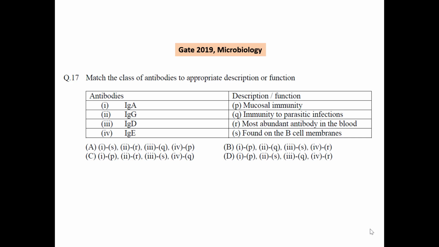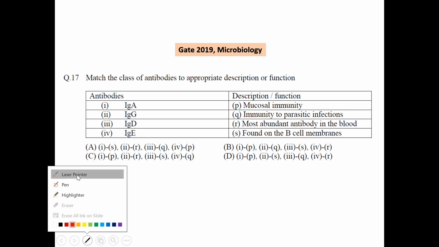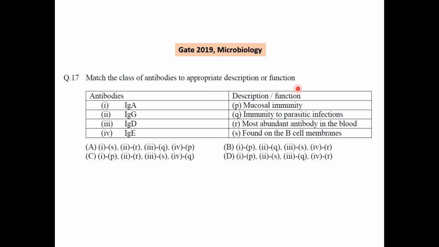From GATE 2019 Microbiology section. Here we have to match the different classes of antibodies with their appropriate function or description. In the first column there are several antibodies: IgA, IgG, IgD, and IgE, and then there is a description: mucosal immunity, immunity to parasitic infection, most abundant antibody in the blood, and found on B cell membranes.